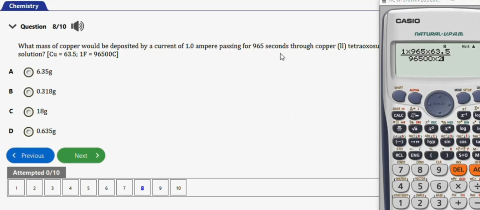Let's press equal to see the output. Press S-D. So we have it to be 0.3175. If we are leaving it to 3 decimal places, it will be 0.318 grams. So the mass is option B. Alright, 0.318 grams. So that's it for this question.